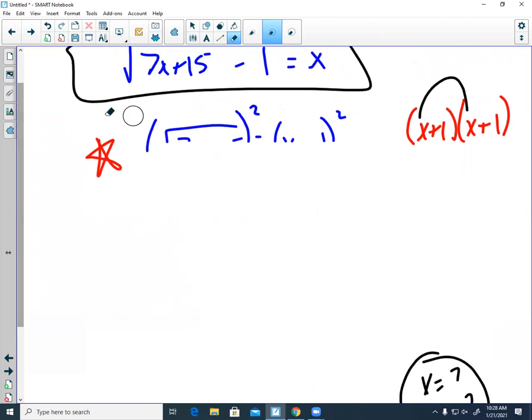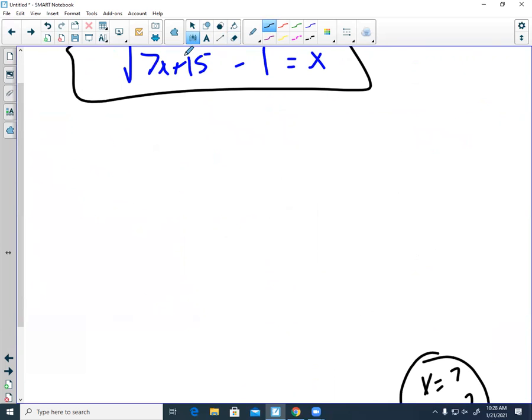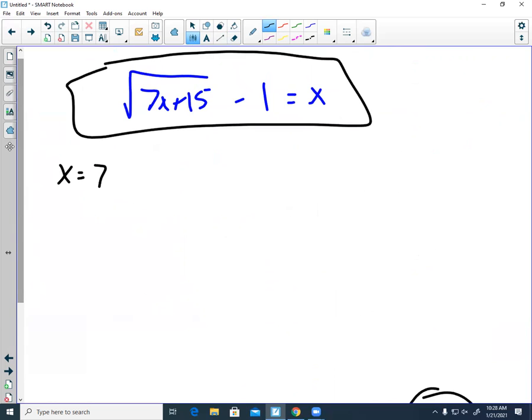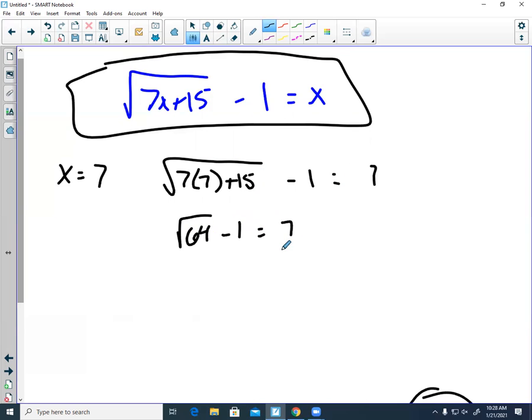So now I'm gonna check 7 and -2. I'm gonna check x = 7, and all I'm gonna do is plug it into this equation and then solve it and see if it's true or not. So I'm gonna get the square root of 7 times 7 plus 15, minus 1 equals 7. So 7 times 7 is 49, plus 15 is 64. So this is the square root of 64 minus 1 equals 7. The square root of 64 is 8, minus 1 equals 7.